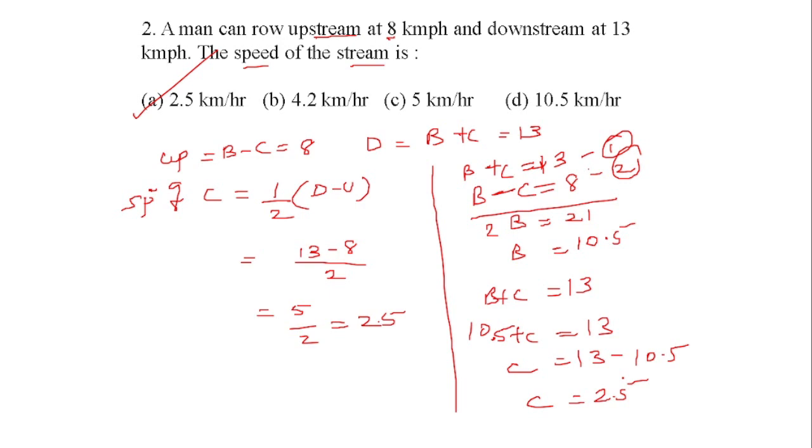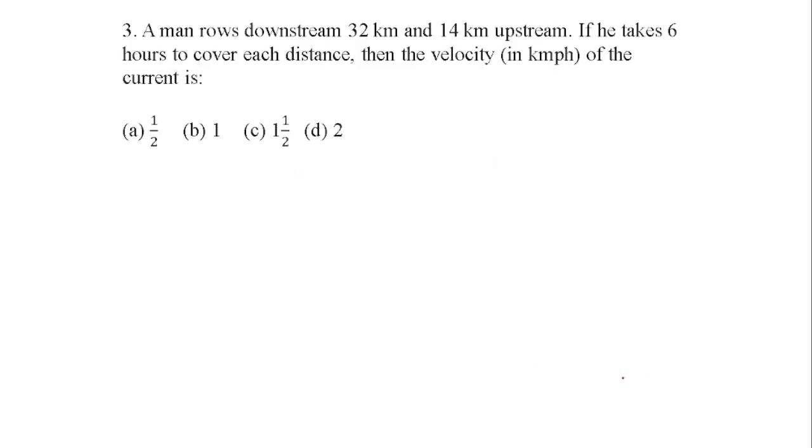Okay, we'll move towards the next question, question number 3. A man can row downstream 32 kilometers and upstream 14 kilometers. If he takes 6 hours to cover each distance, it means for downstream he is taking 6 hours, and for upstream again he is taking 6 hours. Always we are talking about per hour, so we have to find out per hour.